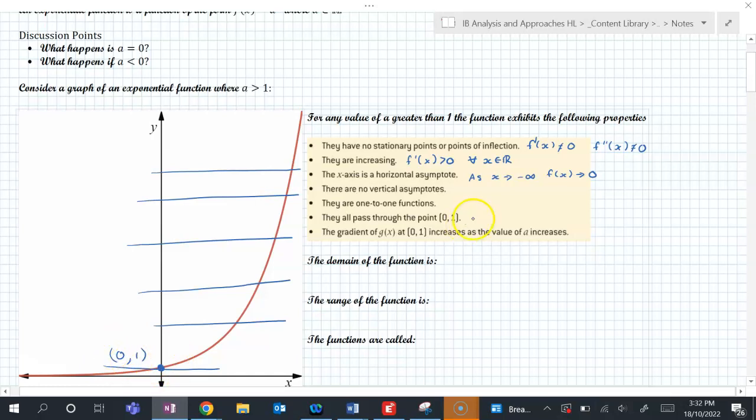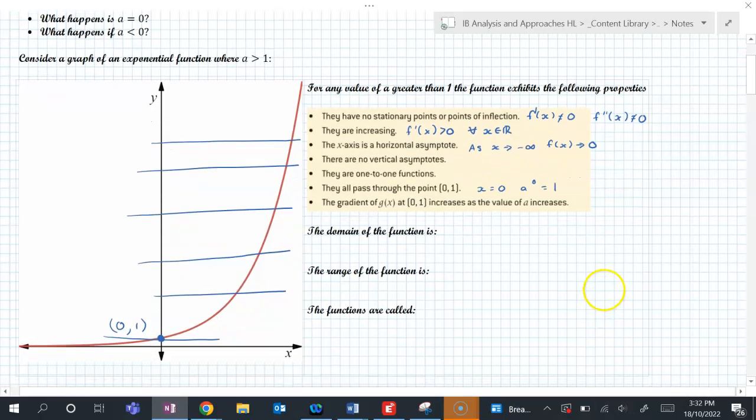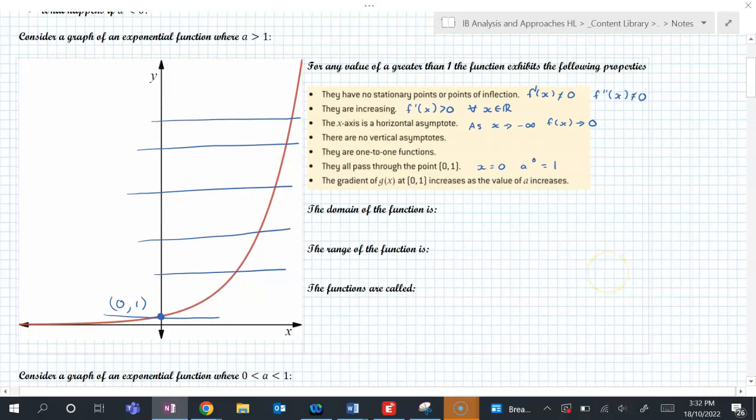Because if you think about it, if x is 0, I have a to the power of 0, which is 1. And the gradient of g of x at this y-intercept increases as the value of a increases. We'll talk about that one in more detail later.